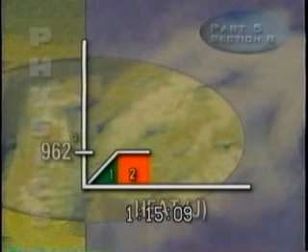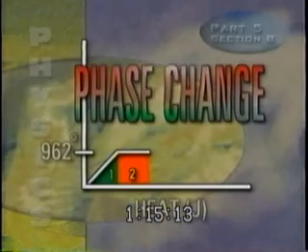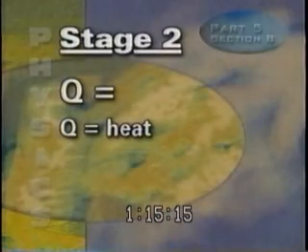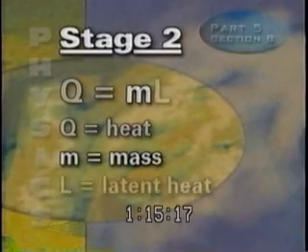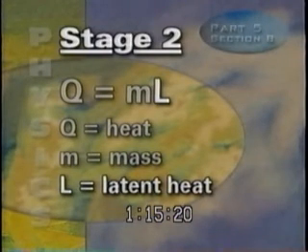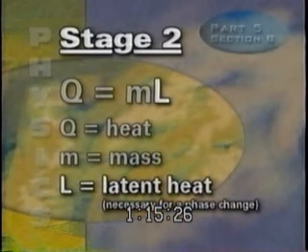So we have to use a different equation than what we used for stage 1 because a phase change occurs. We use the equation where heat, Q, equals mass, m, times latent heat, L. It's the latent heat that tips us off that this is the right equation, because latent heat is the heat necessary for a phase change.